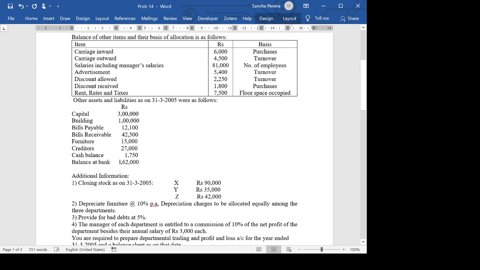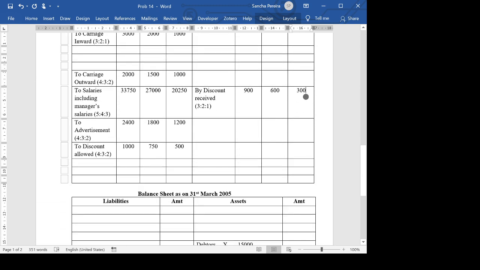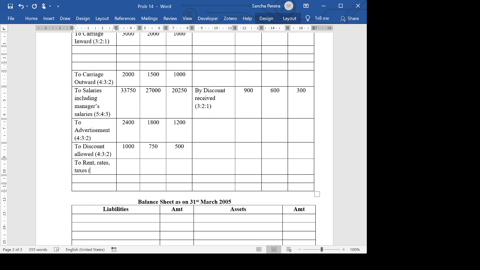And then finally rent, rates and taxes, floor space occupied. Check the floor space occupied here. Again, you can divide it by 5: 5 sixes are 30, 5 fives are 25, 5 fours are 20. So 6 is to 5 is to 4. Rent, rates and taxes in the ratio 6 is to 5 is to 4. If that's divided, then we get 3,000, 2,500 and 2,000.